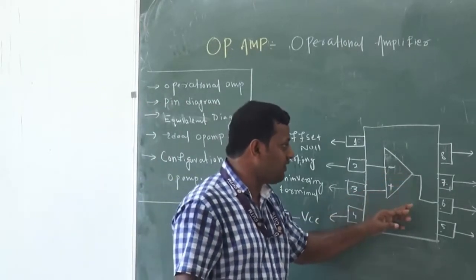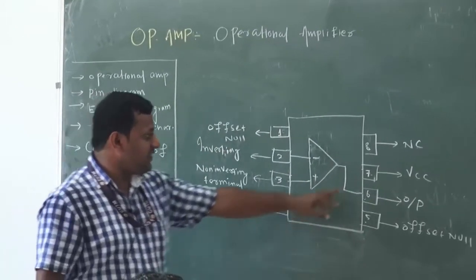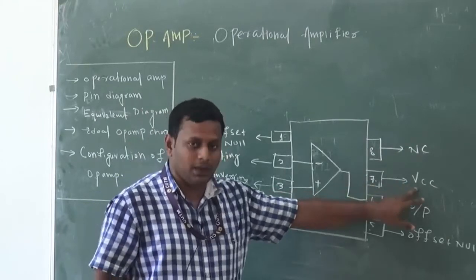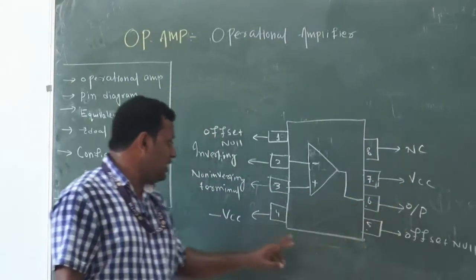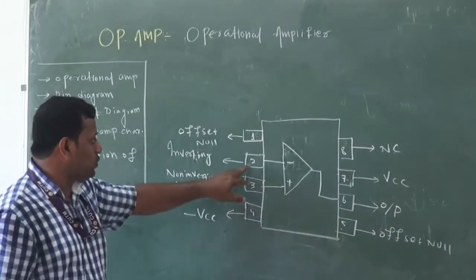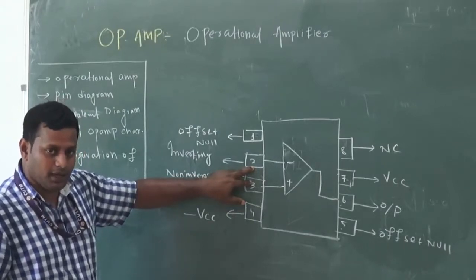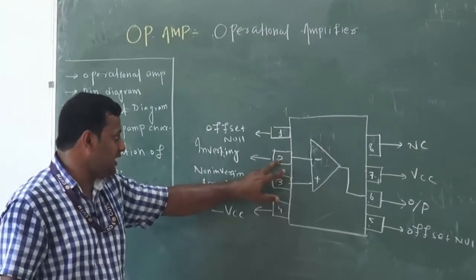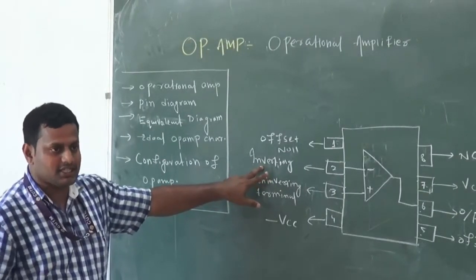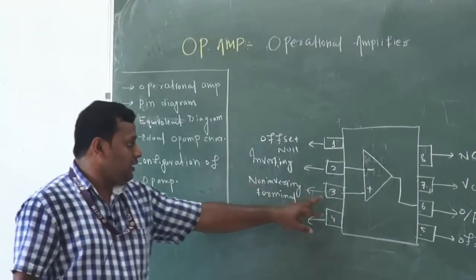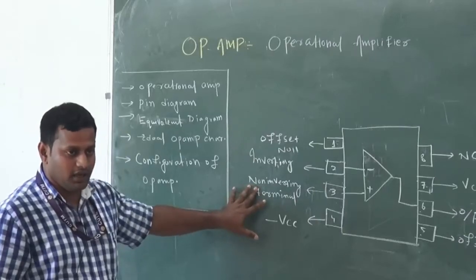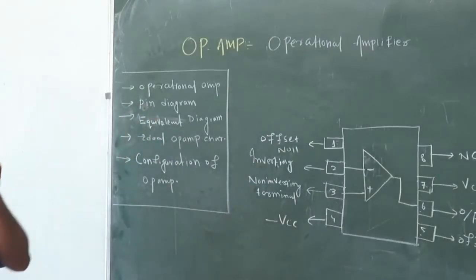One DC voltage, VCC, I give with the help of pin 7. Pin 7 is a pin connection, through which I set VCC. Through pin 4 I apply VEE. Here 2 and 3 are the 2 input terminals. Pin 2 is the inverting terminal. This is important and it will play a major role in the next part of the lecture. Pin number 3 is called the non-inverting terminal. So this is about the pin diagram configuration.